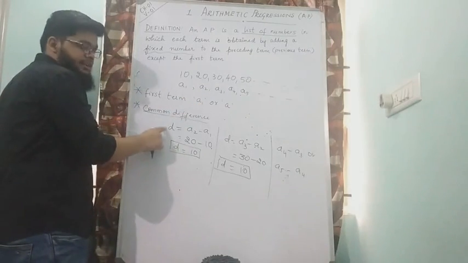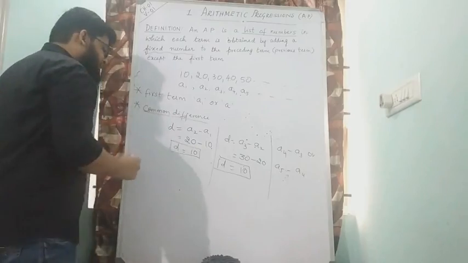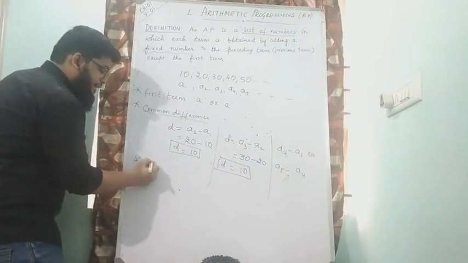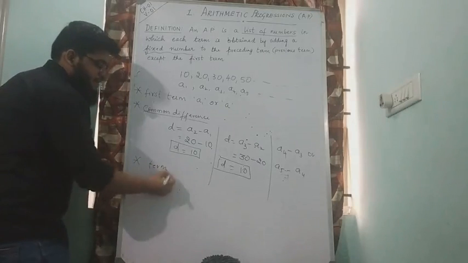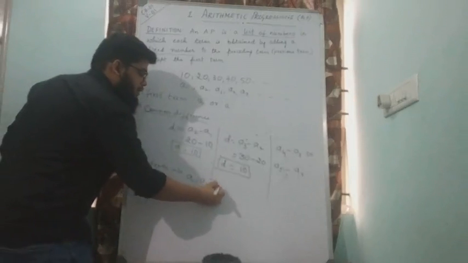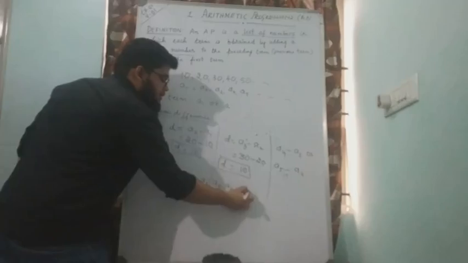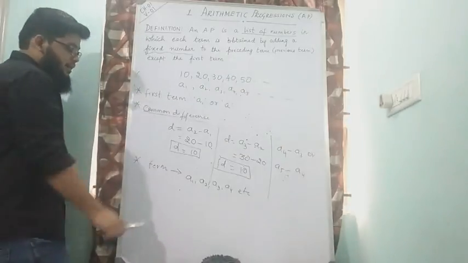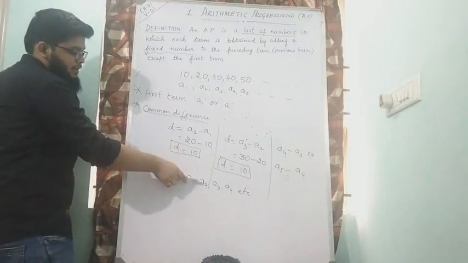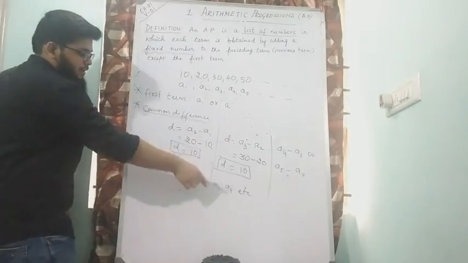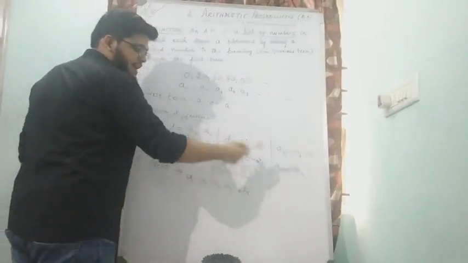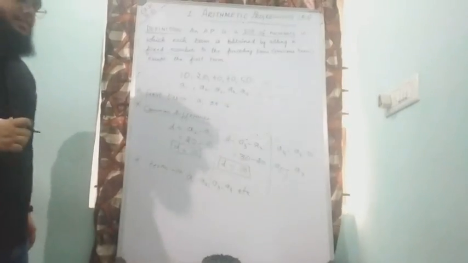Common difference is represented by the letter D. And the next thing that we learned in today's class was that every term can be respectively written as A1, A2, A3, A4, etc. Right? For example, for the given AP, A1 is 10, A2 or the second term is 20, A3 is 30, A4 is 40, A5 will be 50, and similarly you can write any number of terms like that.